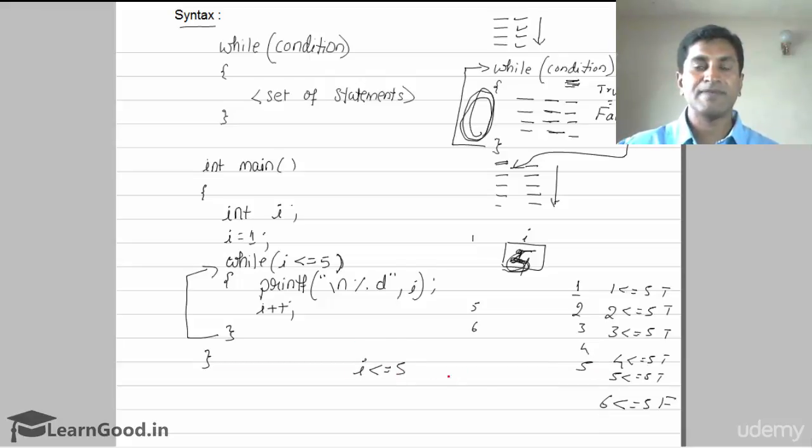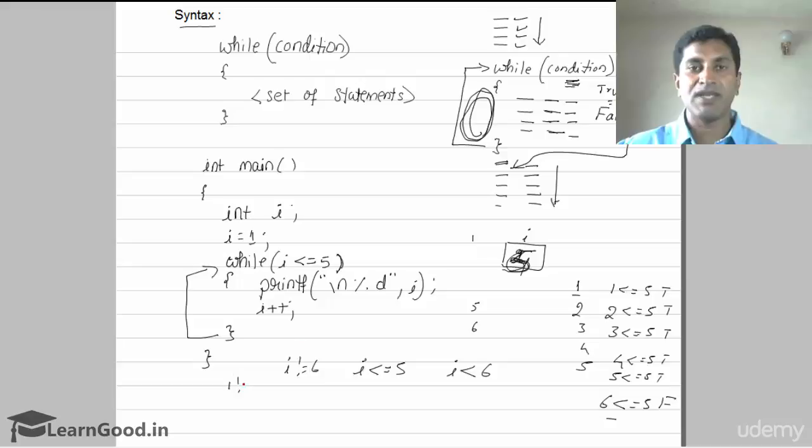So this is one condition that can be given, that is nothing but I is less than or equal to 5. If you want, you can also give here I is less than 6, because 1 is less than 6, 2 is less than 6, 3 is less than 6, 4 is less than 6, 5 is also less than 6, but 6 is less than 6, the condition is going to be false, and that time it comes out.